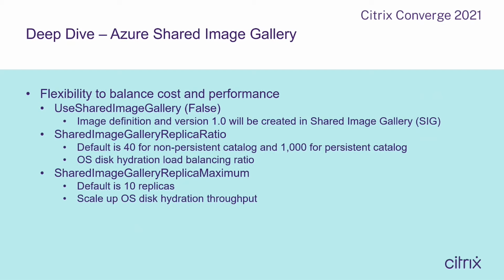And then there are two parameters that will define the characteristics of this image in the Shared Image Gallery. First is the replica ratio. So Azure Shared Image Gallery provides you a replication capability. There are actually two kinds of replication. One is replicating to a different region, for example, but that's not the one I'm talking about. I'm talking about replicas locally in the Shared Image Gallery in the region where you created it.